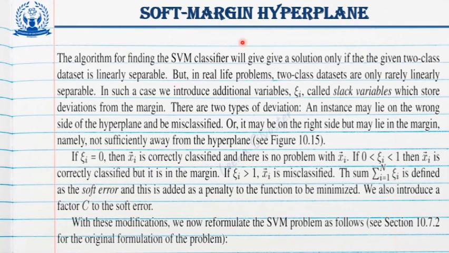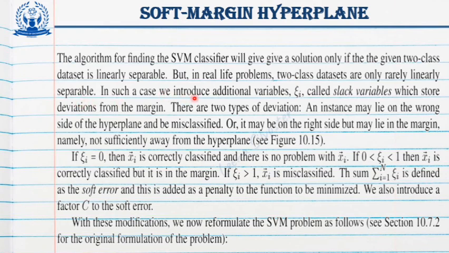Next is the soft margin hyperplane. In the previous class we had considered a two-class problem, and it is to be noted that the data are linearly separable. Data are linearly separable means we can separate those data using a single line. In real-life problems, the two-class problems are often not linearly separable. If the data are not linearly separable, they will be scattered, and we cannot separate those data using a single line.